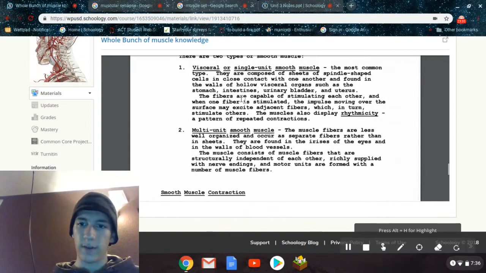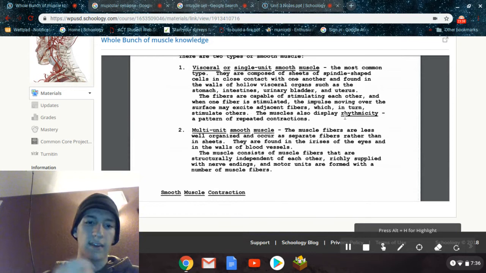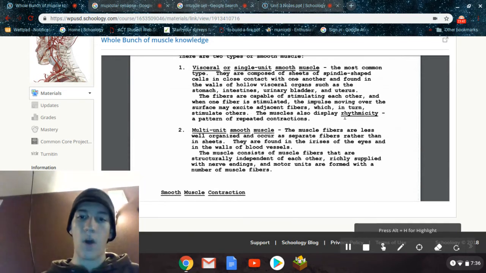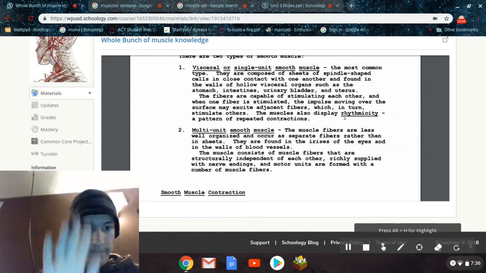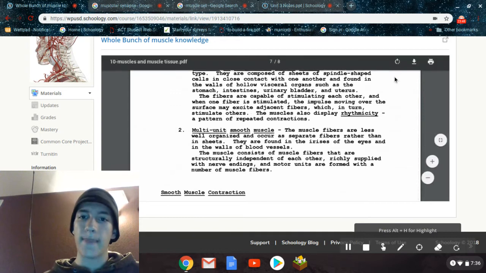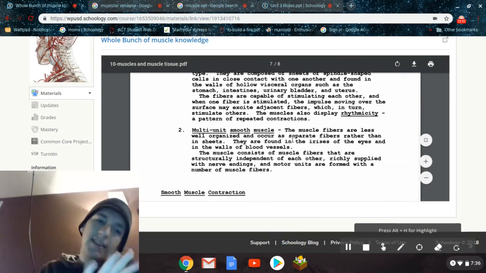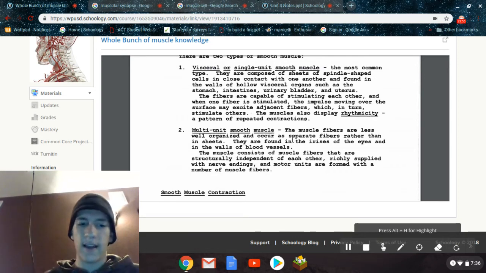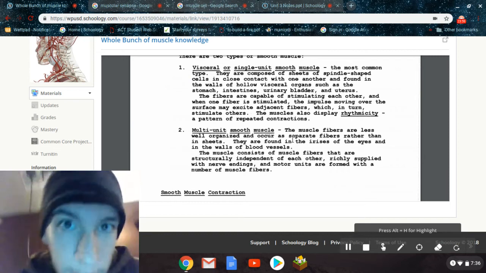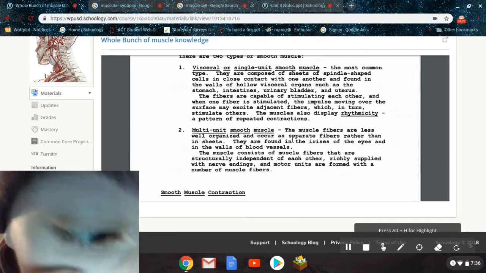So the visceral muscle I just told you about tends to display this rhythmic motion where they go and go and go again and again until they're told to stop. Like when you're vomiting. Sorry. And then there's multi-unit, where the smooth muscle cell has these long strands.